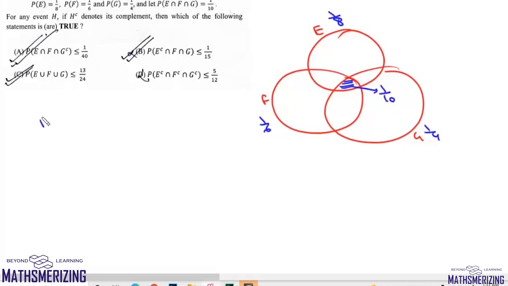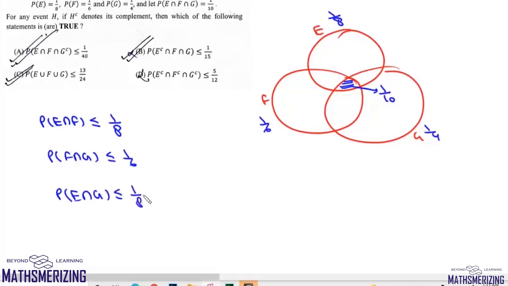Now we know that probability of E intersection F will be less than or equal to the minimum of probability of E and F, and between E and F the smaller value is 1 by 8, so it will always be less than or equal to 1 by 8. In the same way, probability of F intersection G will be less than or equal to the smaller value between F and G, which is 1 by 6, and in the same way probability of E intersection G will be less than or equal to 1 by 8.